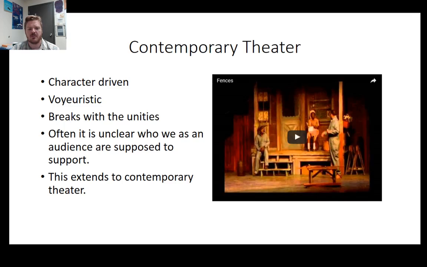Contemporary theater is much more character-driven, voyeuristic, and breaks with the unities. Often it is unclear who we as an audience are supposed to support. This extends to contemporary theater. Now, we have here a video of a local repertory theater doing Fences. You can watch that video as well, and that'll help you better understand the play. It's not the best video quality, unfortunately.